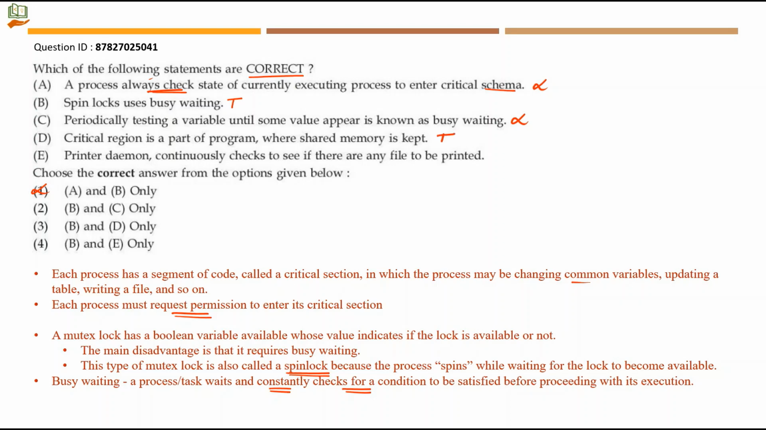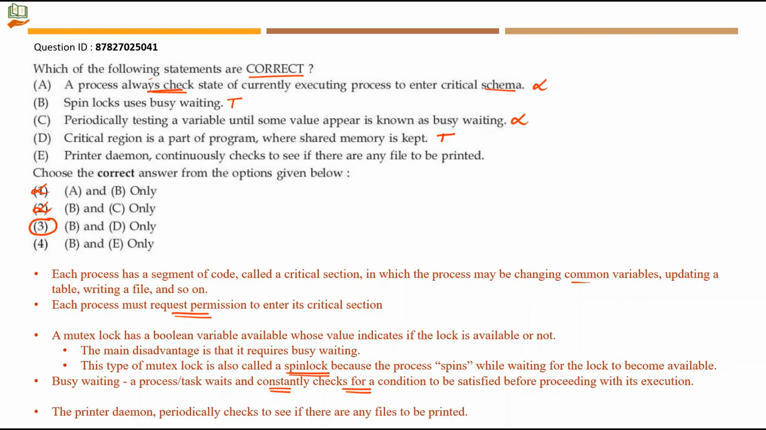So since C is also wrong, we can rule out option 2, and since D is right, we can go with option number 3, B and D only. Option 3 will be the right answer. So from this we can conclude E is definitely false. But why is it false?